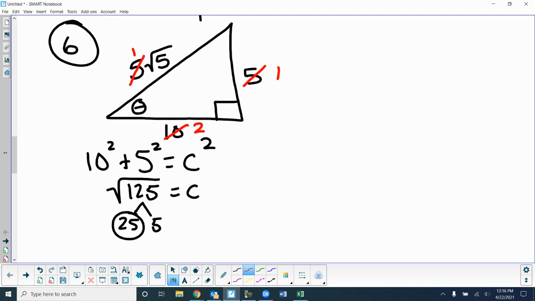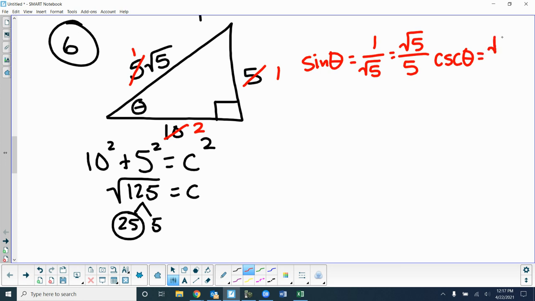Yeah. Okay? And then again, SOHCAHTOA. So sine of theta is opposite over hypotenuse. When I rationalize, what's 1 times radical 5? Right, what's radical 5 times radical 5? 5. So there's my answer for sine, after I rationalized it. What's its reciprocal again? Cosecant, right? So radical 5 over 1.